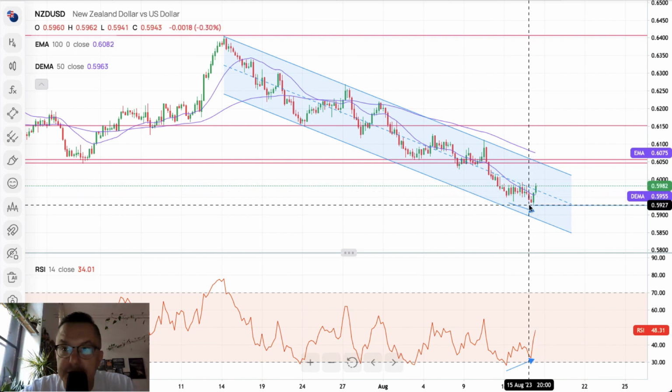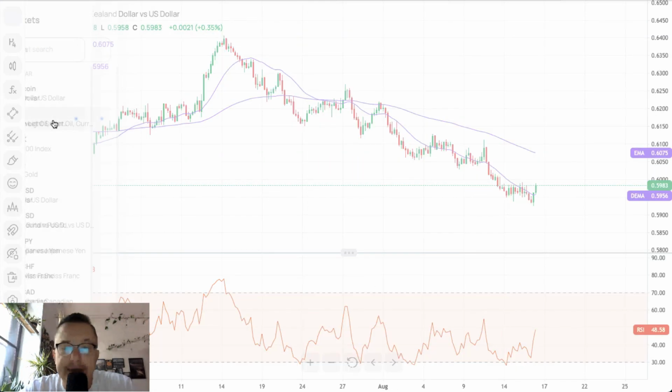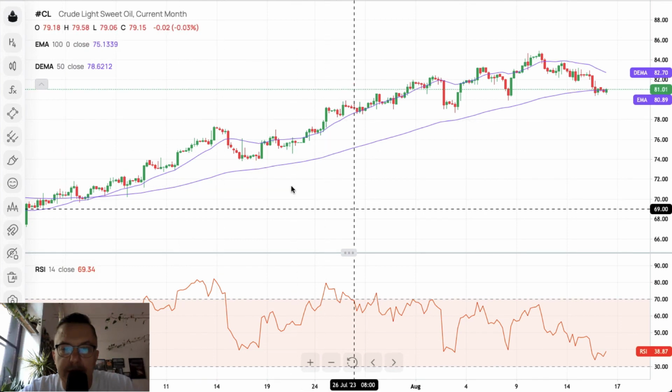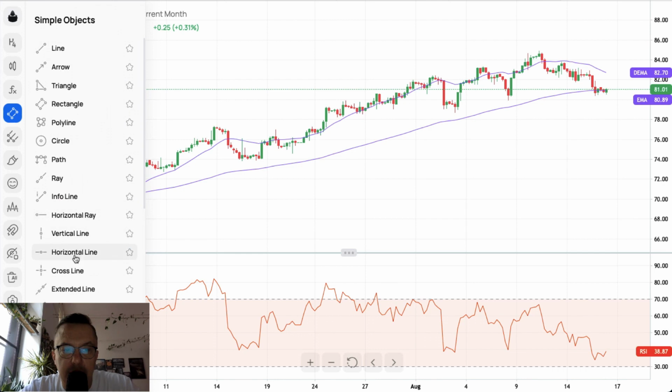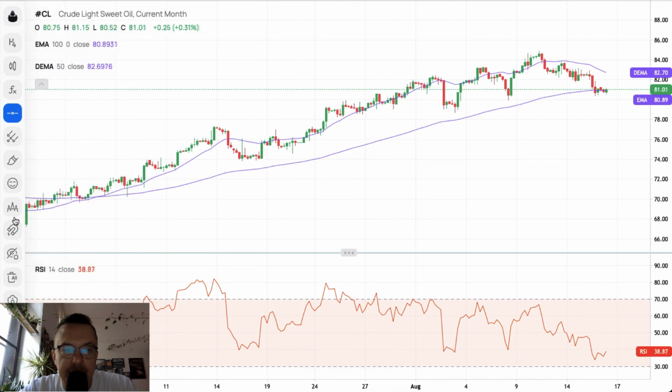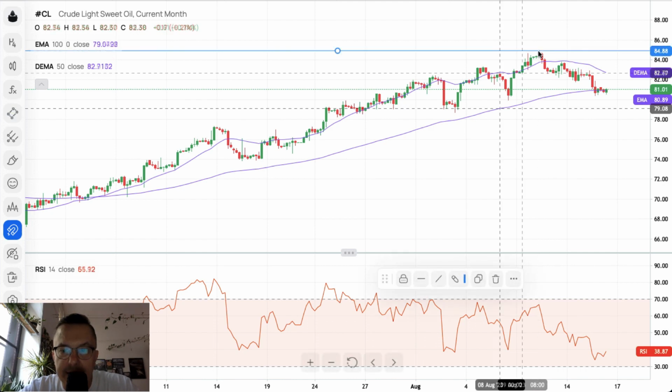However, this might be the first indication of the incoming up move here on the New Zealand dollar to the US dollar. Let's take a look at the crude oil, because we have the crude oil inventories later on. So what do we have here? The first thing is obvious, because we got the swing high 84.88 so far.